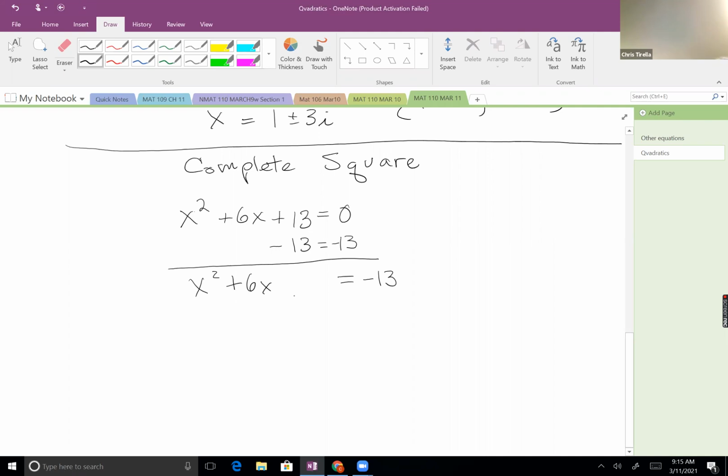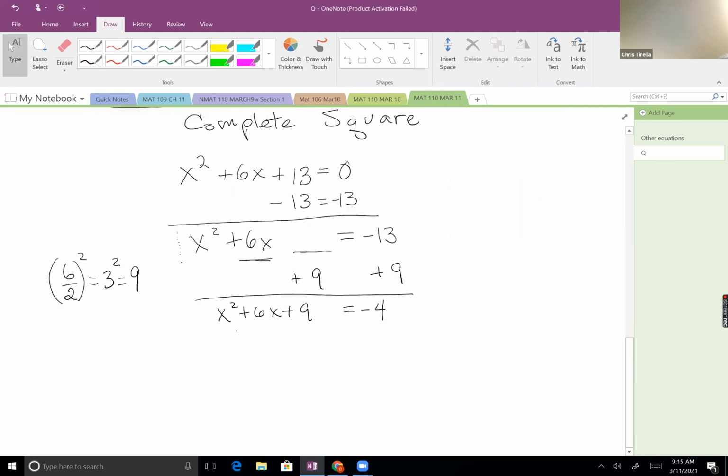And then we have to decide what value needs to be added at the end to make that a perfect square trinomial. And to reach that decision, we said we wanted to make sure we had a leading coefficient of 1, which we do. Remember, we said we look at that first degree term. We said that we take half of that coefficient and square it. So that would give me 3 squared or 9. So I'm going to add 9 to both sides, which would give me x squared plus 6x plus 9 equals -4.